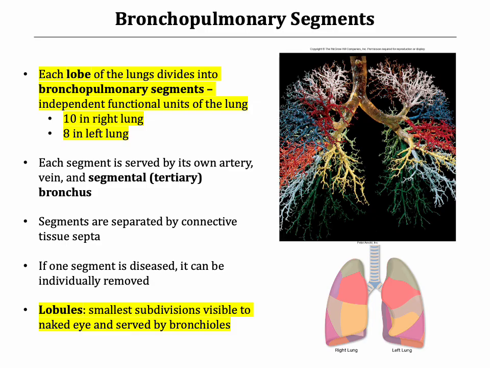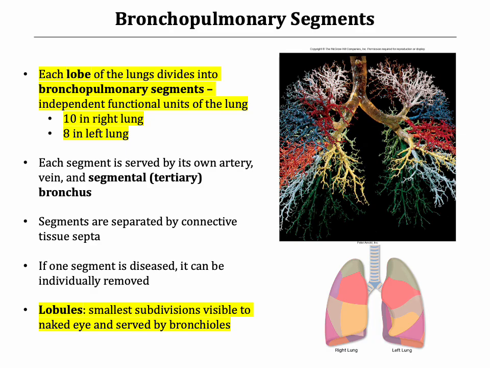So each lobe of the lung divides into those bronchopulmonary segments I referenced on the previous page, and these are independent functional units of the lung. 10 on the right, 8 on the left. Again, the right side is a little larger, more functional. It has 3 lobes, whereas the left only has 2. So that's why we're seeing a difference in number here.